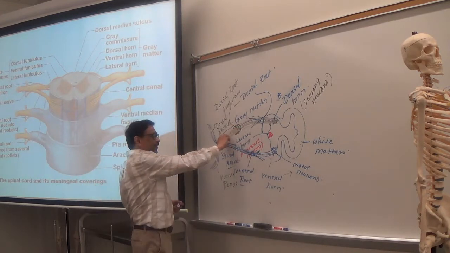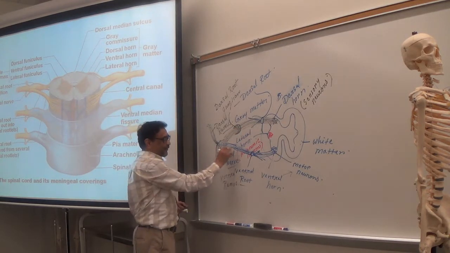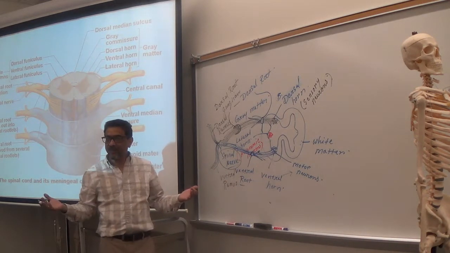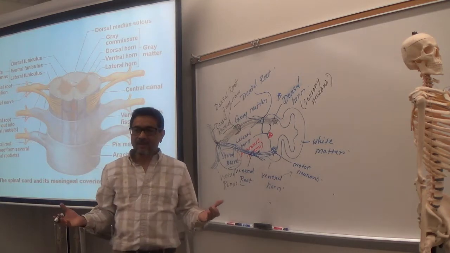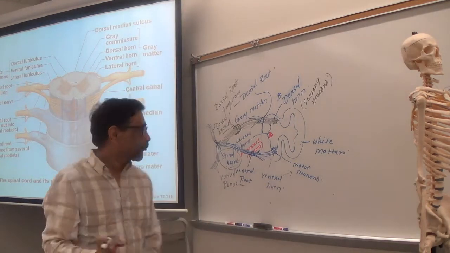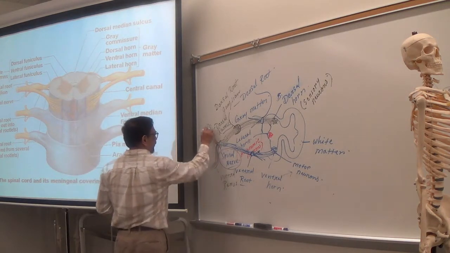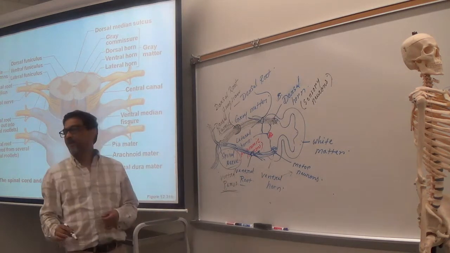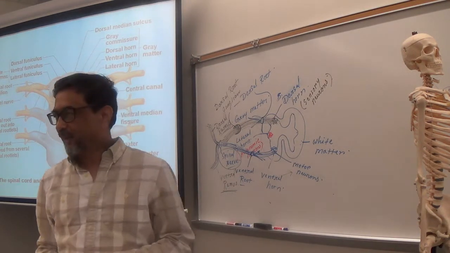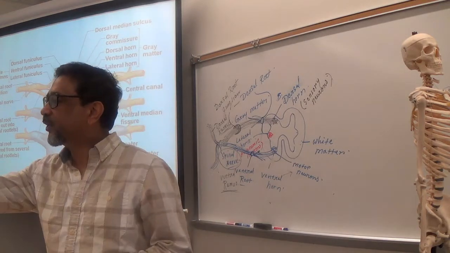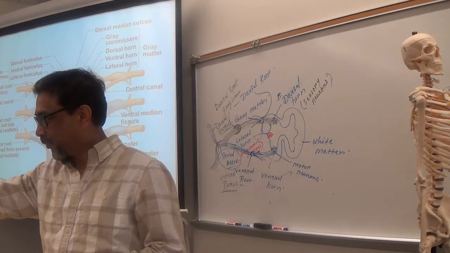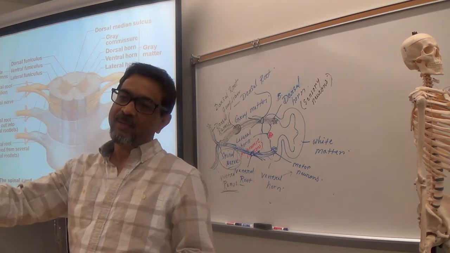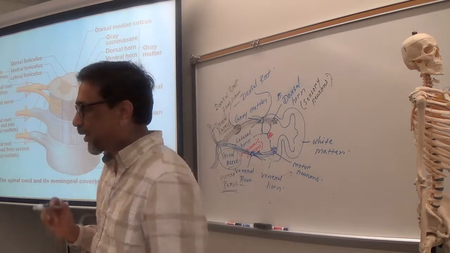Then 2 roots combine together to form what? The spinal nerve. Okay? That's the formation of the spinal nerve. Now spinal nerve has both types of fibers, right? Then spinal nerve divides into two what? Ramus. Ventral ramus and dorsal ramus. What is the difference between the root and ramus? Root has one type of fibers, right? Ramus has both. Clear? Okay.